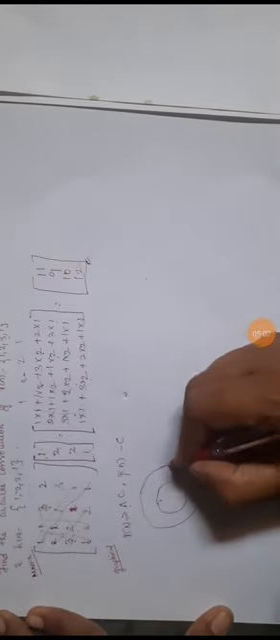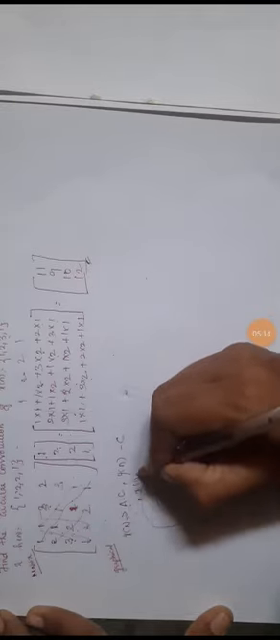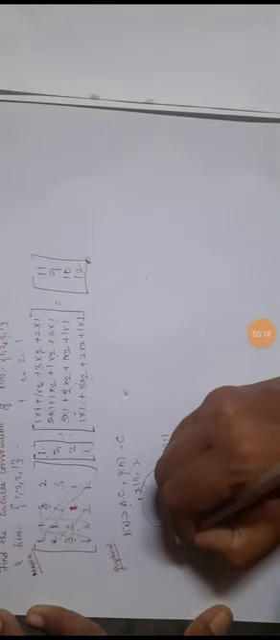The values are x of 0 is equal to 1. Should be written in an anti-clockwise way. X of 1, it should be 2. X of 2, it is equal to 3.